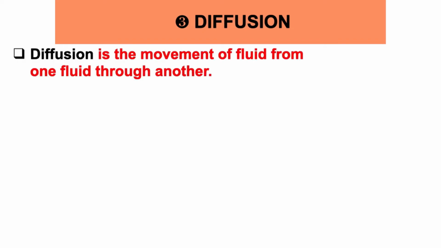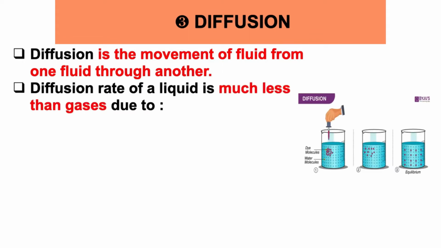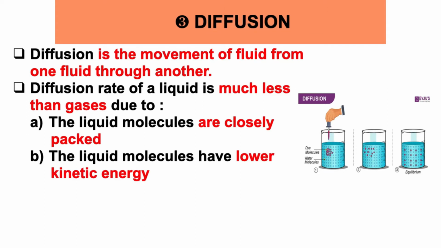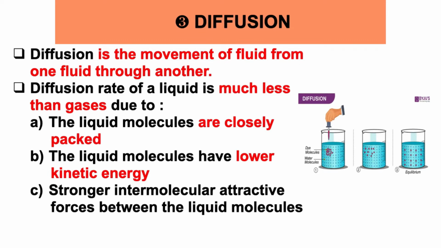The next property of liquid is diffusion. Diffusion is the movement of one fluid through another. The diffusion rate of a liquid is much less than gases because the liquid molecules are closely packed and have a lower kinetic energy. This is because there are stronger intermolecular attractive forces between the liquid molecules compared to gases.